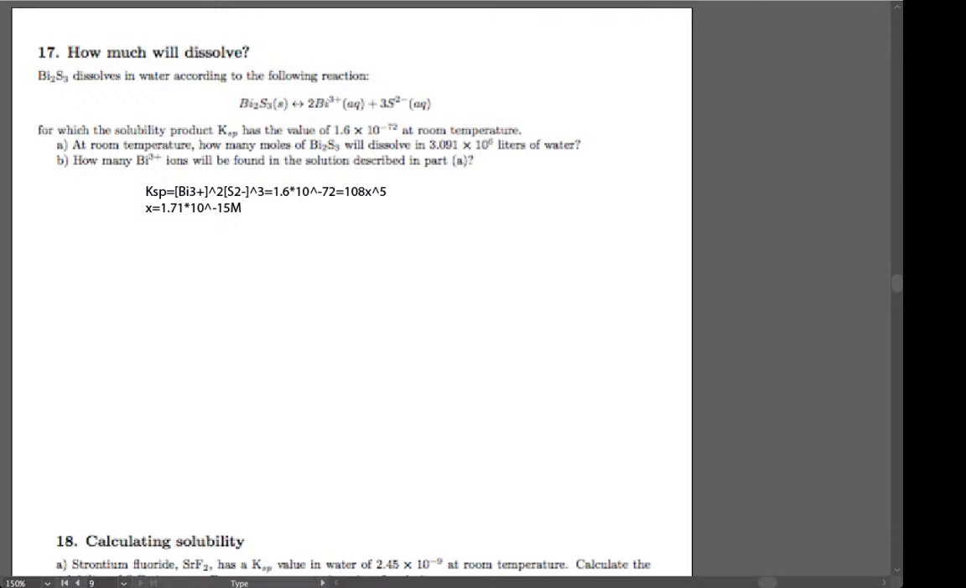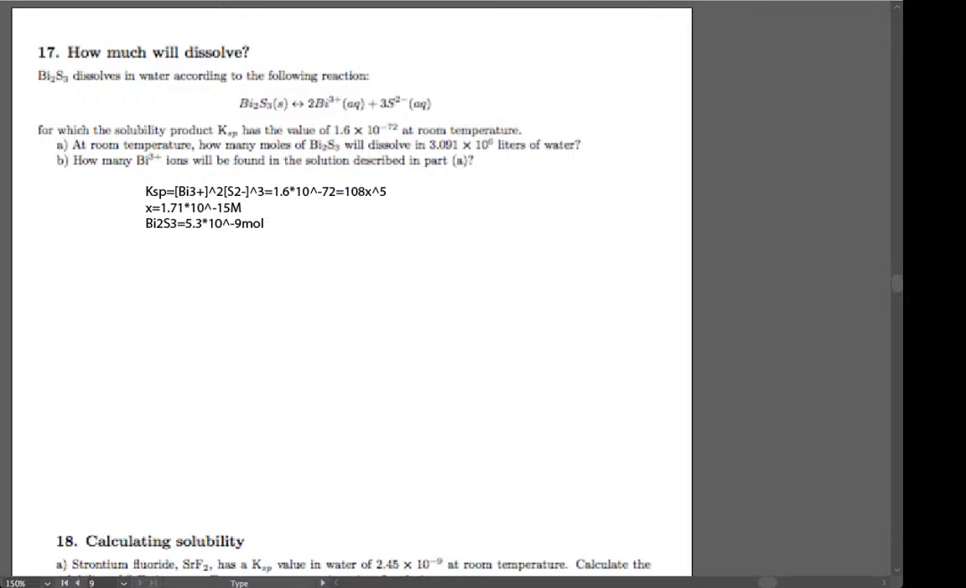It is still viable. So the amount of bismuth sulfide, Bi2S3, would equal 5.299, now 5.3 times 10 to the power of negative 9 moles. That's the amount of moles.